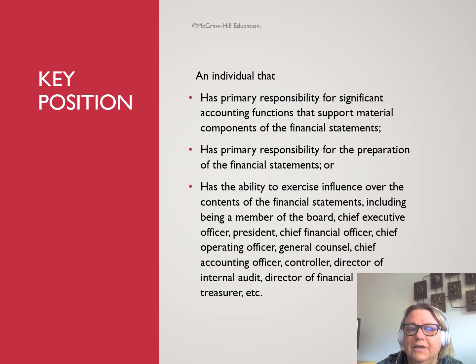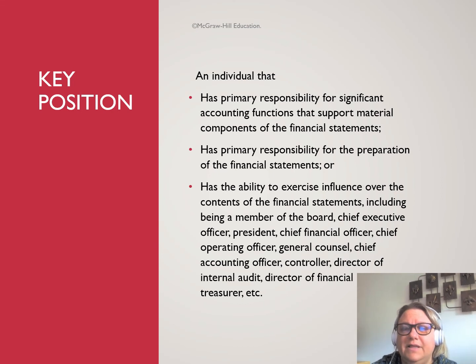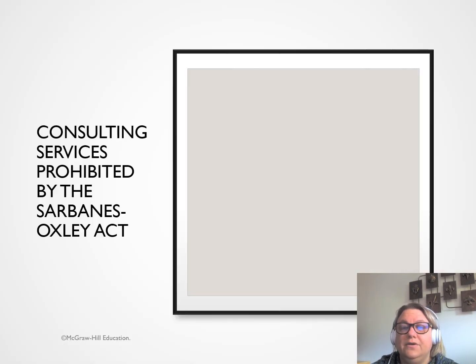An individual has primary responsibility for a key person. Who is a key person? That's someone who has primary responsibility for significant accounting functions. So I was kind of thinking of that admin again, because sometimes the admins have the primary responsibility. And then they have the ability to exercise influence over the contents of the financial statement. So these are members of the board, CEO, president, chief financial officer, operating officer, the general counsel, the lawyer, the chief accounting officer, controller, and on it goes, okay? So your admin could be considered a key person.